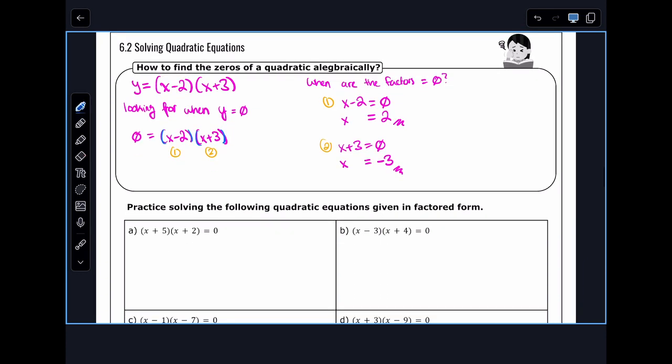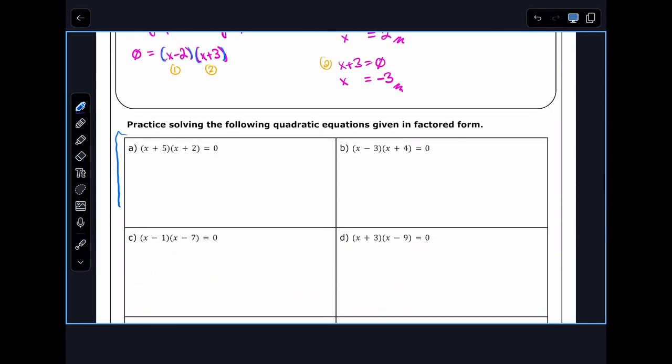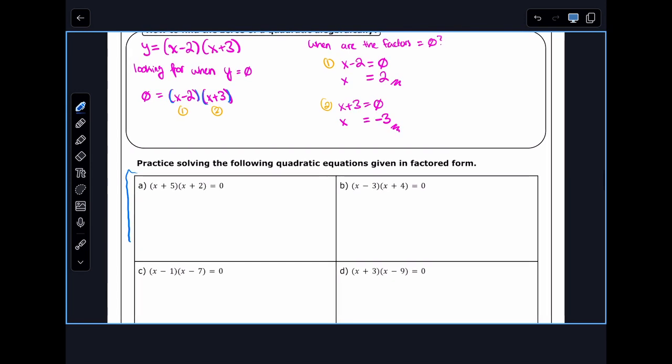Let's practice doing that up to D. So I'll leave the example on the screen and try doing the first 4 example problems on your own. And we'll take it up in about 5 minutes.